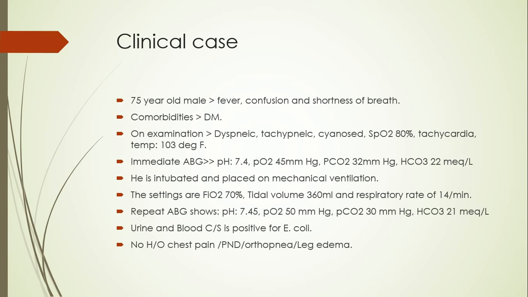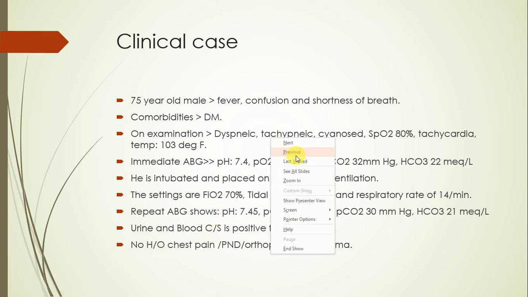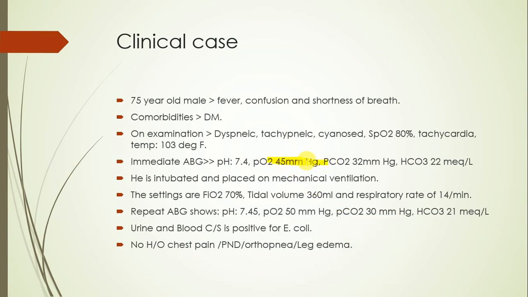Immediate arterial blood gas shows hypoxemia, which is actually severe. The partial pressure of oxygen is 45 millimeters of mercury, which is very low. Although the partial pressure of carbon dioxide is close to the normal limit, actually a bit lower, probably due to tachypnea and hyperventilation. As the patient has severe hypoxemia, he has probably developed respiratory failure. That's why the patient is intubated and placed on mechanical ventilation.